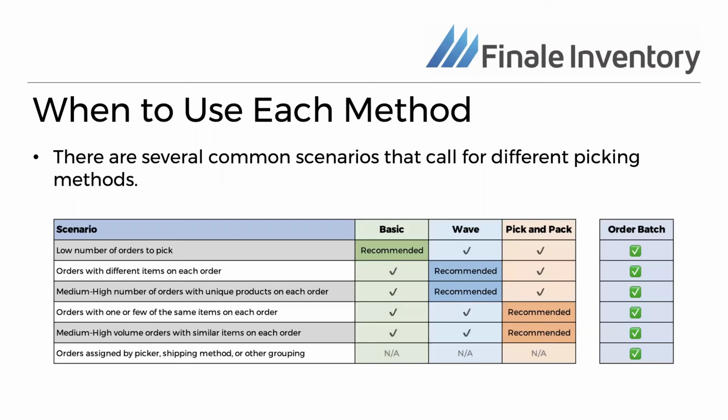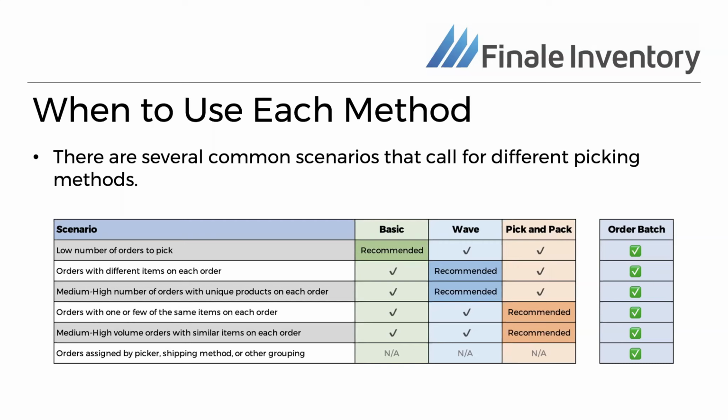Now, you might also have medium to high order volumes with similar items on each order. So you have 300 orders, and they're all for shampoo and conditioner. Now, you can use basic, and you can also use Wave. But in that scenario, pick and pack tends to be the more efficient method, because then you can just go get all the inventory needed for those orders and then focus on separating that inventory to the order itself.